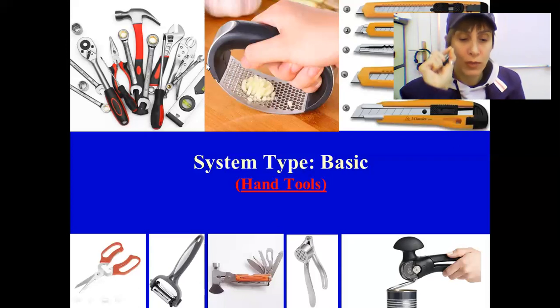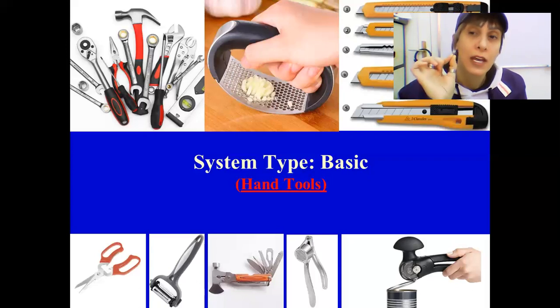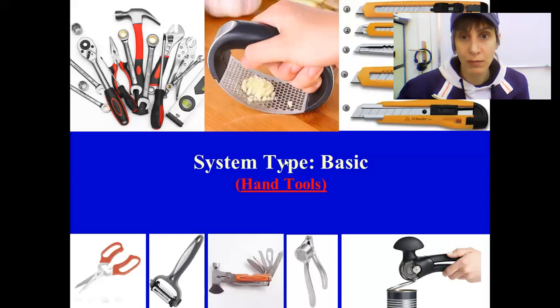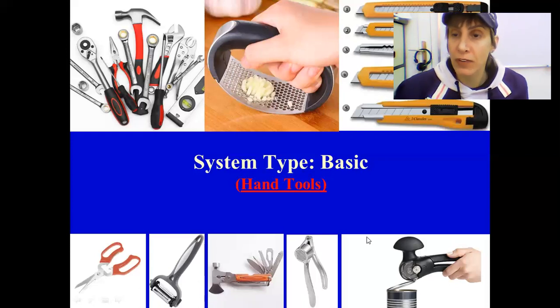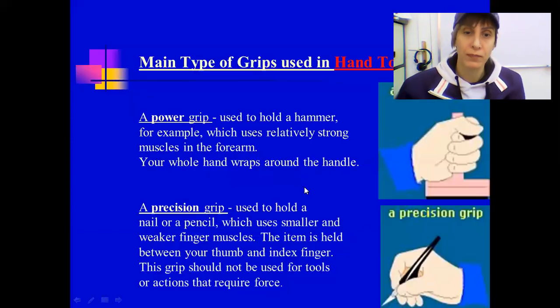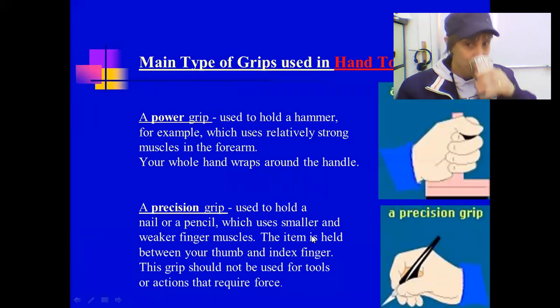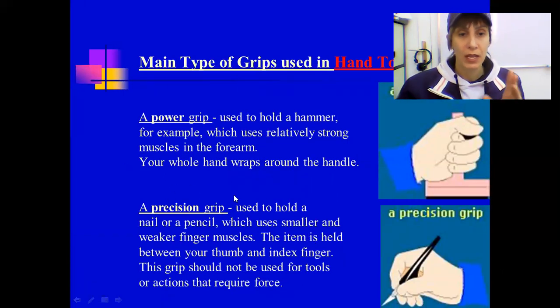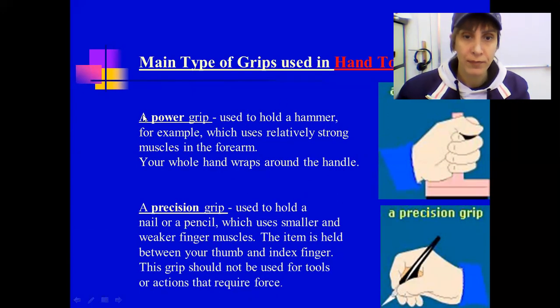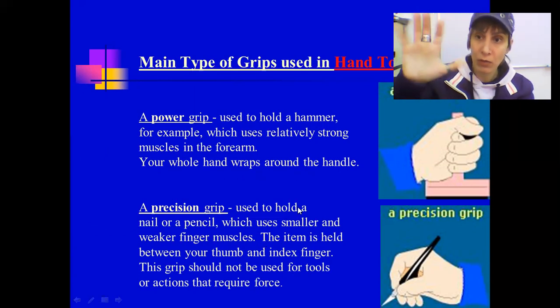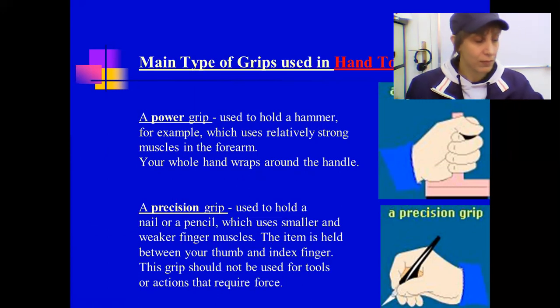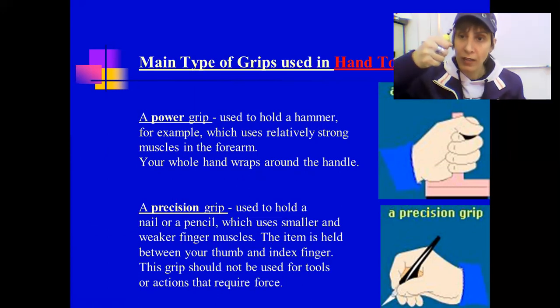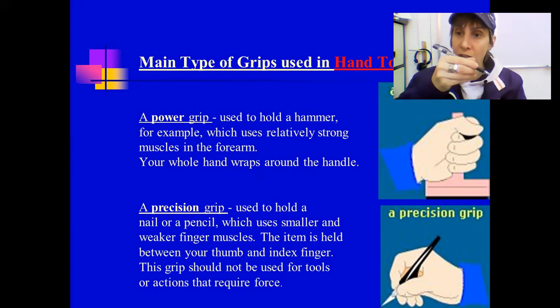Now we will see in detail some of the requirements, basically, of what you need to consider when you design a basic system. Now, you need to always remember that there are two main types of grips. What is a grip? This is a grip, okay? When I'm trying to grip something. This is a grip.